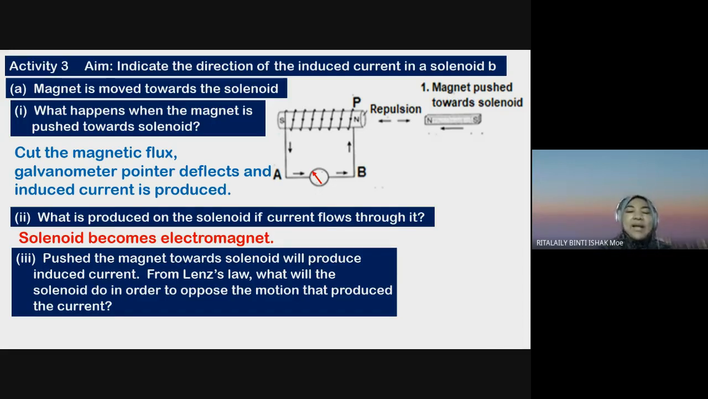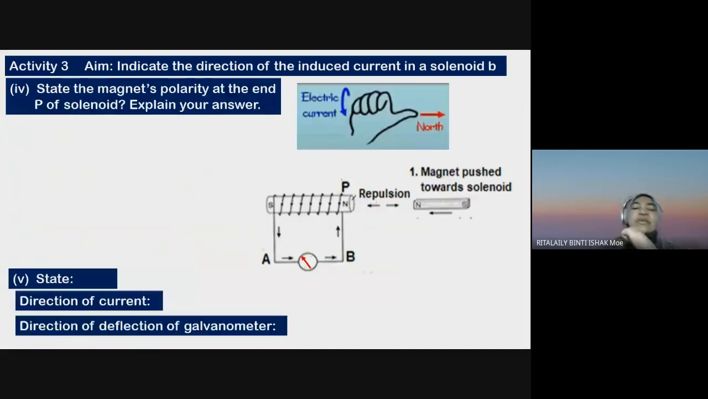Okay, push the magnet towards the solenoid will produce induced current. From Lenz's law, what will the solenoid do in order to oppose the motion that produces the current? So that is what Sutta's answer is. The solenoid must push out the magnet. Repulsive force is produced.